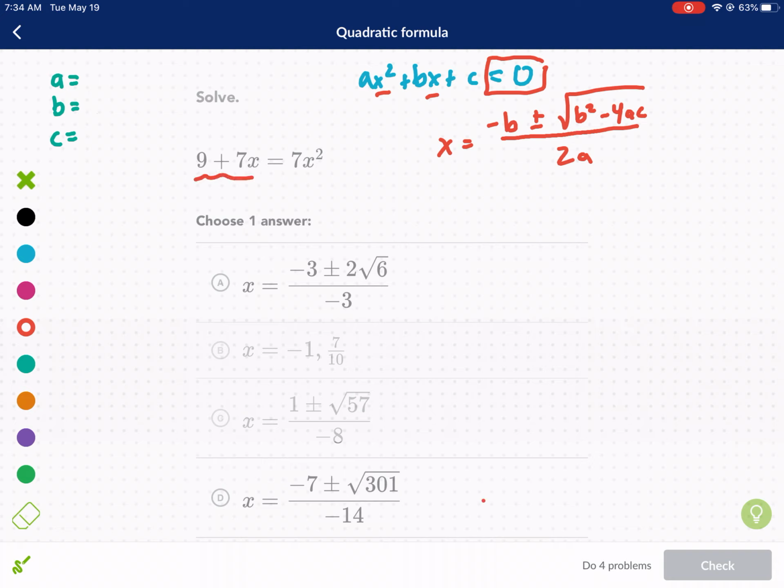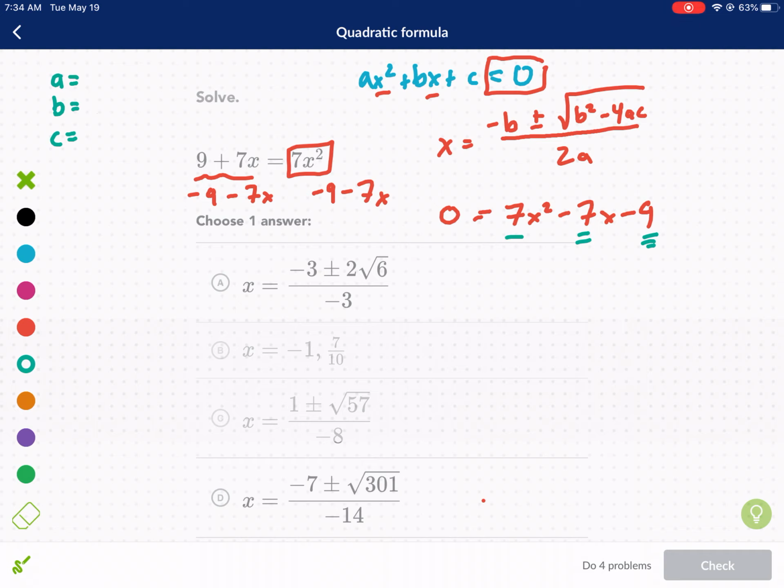The issue with this problem is we have 9 plus 7x on one side of the equal sign and 7x squared on the other. So what we need to do first is subtract 9 and subtract 7x from both sides. So then it should look like 7x squared minus 7x minus 9 is equal to 0. Once we have this, it's much easier to see A, B, and C.